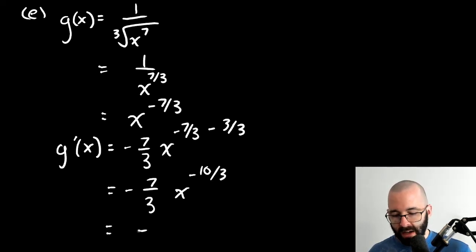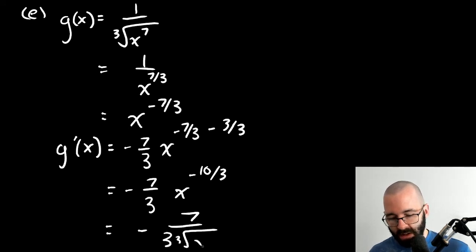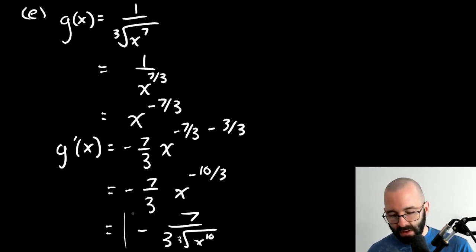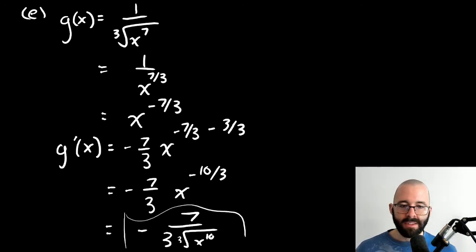Or again, we could rewrite it as before. This is -7 over 3 times the cube root of x to the 10th. It's actually a little hard to write this. 3 times the cube root of x to the 10th, like so. That's the power rule. That's the constant rule. And that's this video.